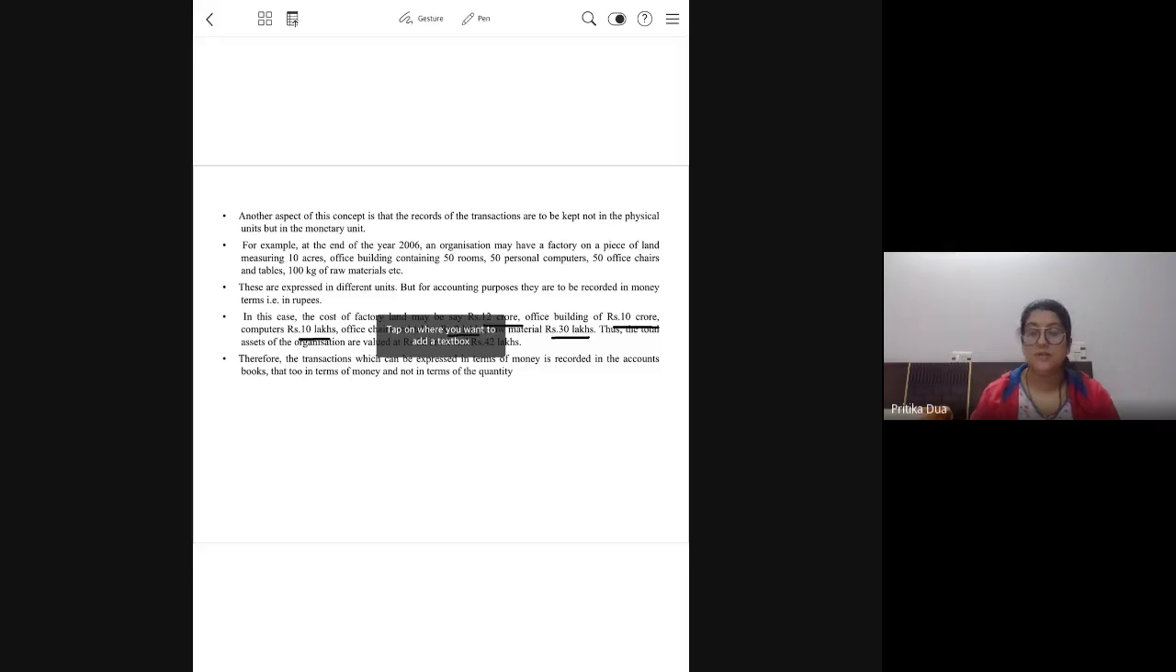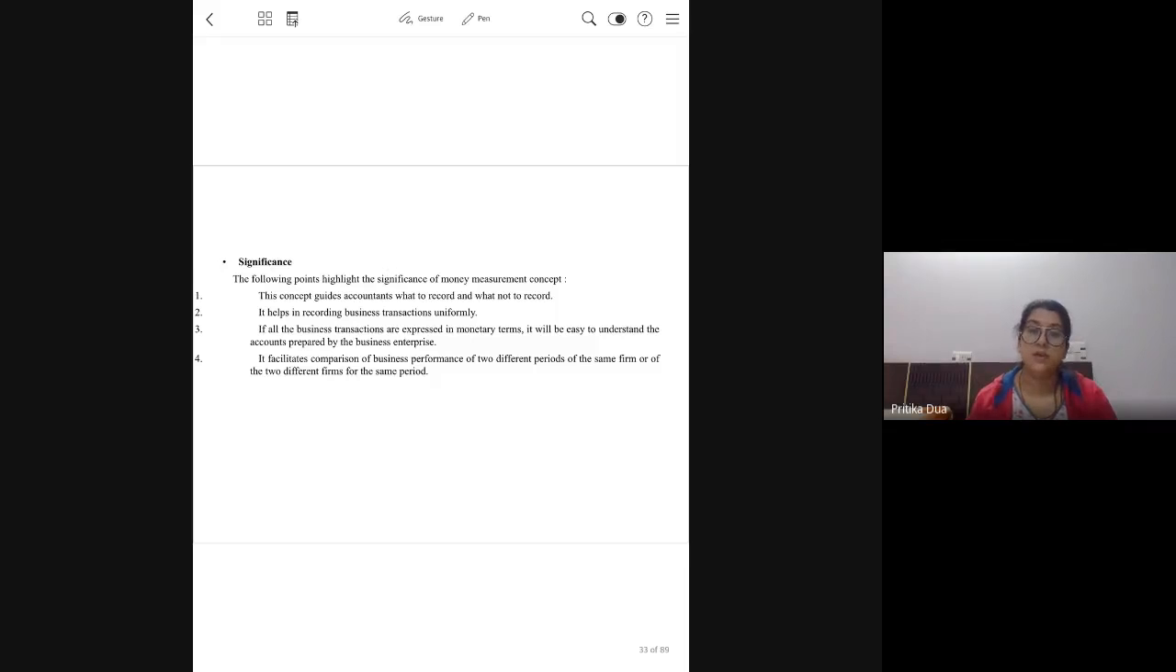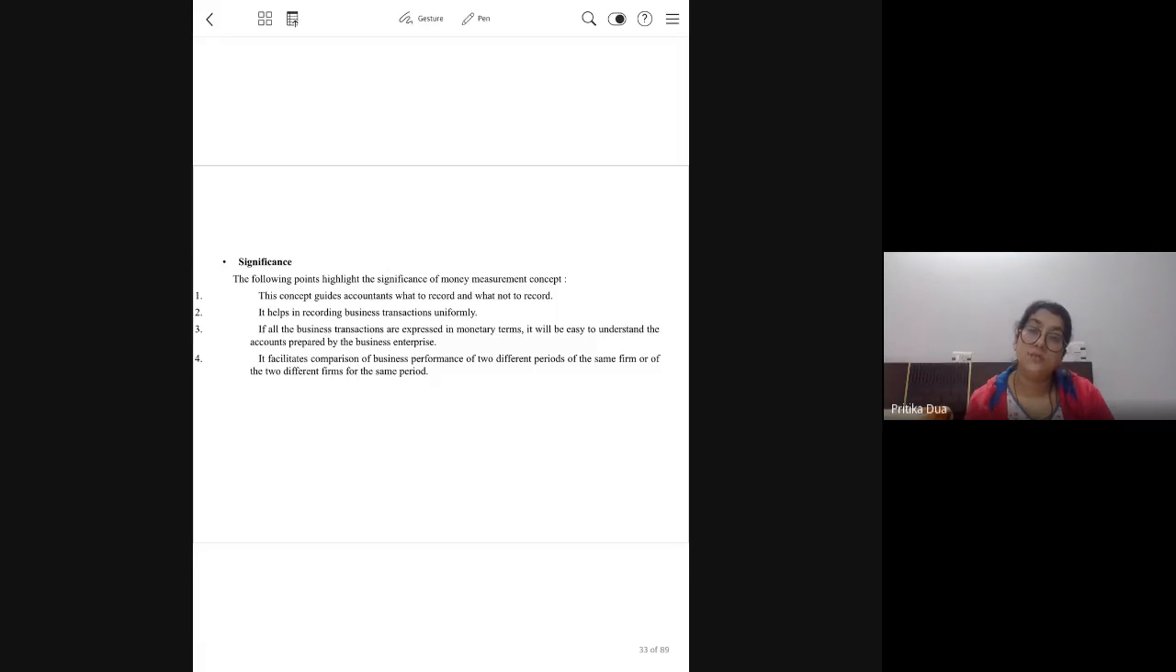Okay, so what is the significance of the money measurement concept? First and foremost, again, it makes the work of the accountant easier. So he gets to know only the financial or money transactions need to be recorded. All the other events that are taking place in the business, they needn't be recorded. It helps in recording business transactions uniformly. It becomes easier to understand the accounting statement, and then again inter-firm and intra-firm comparison is enabled because of the fact that all the firms are recording their transactions in money terms.